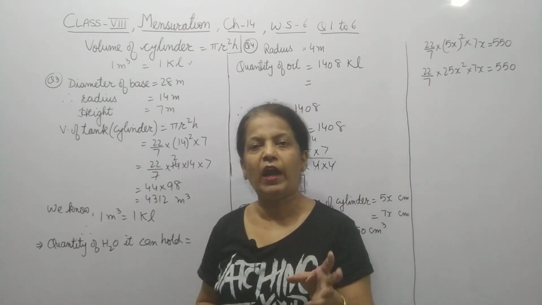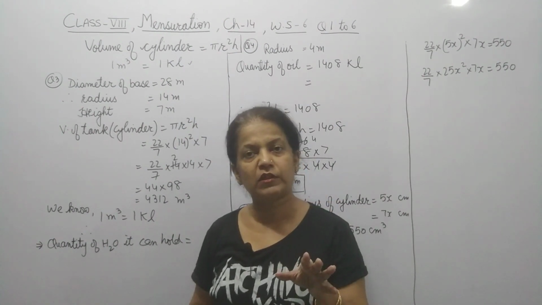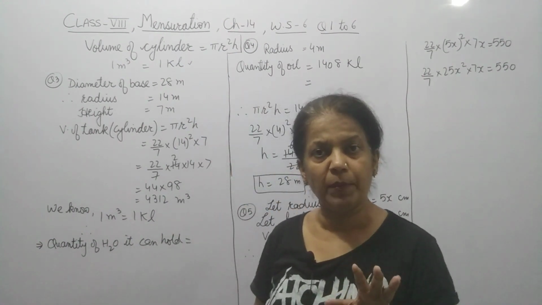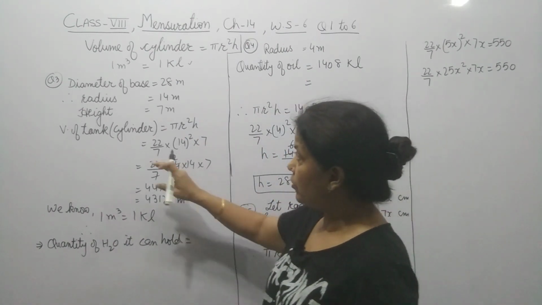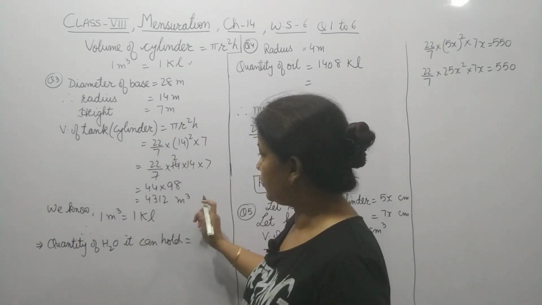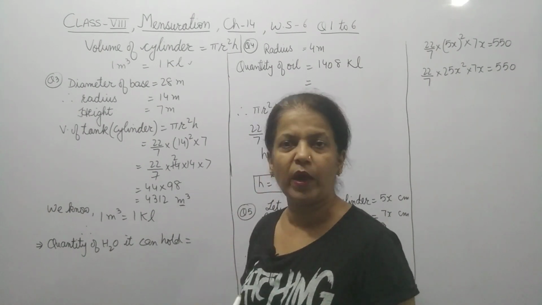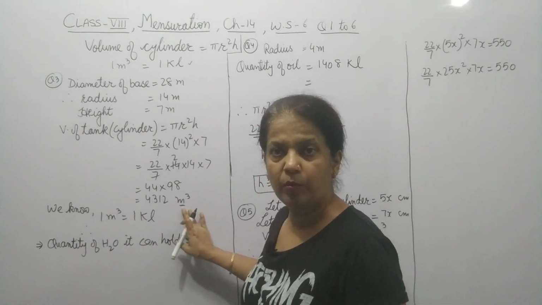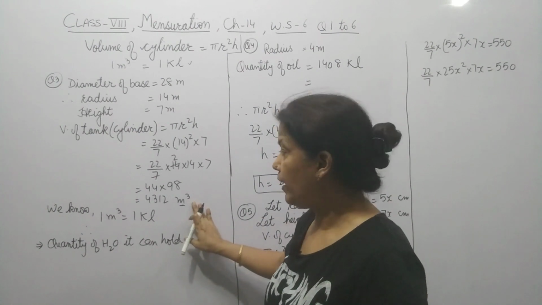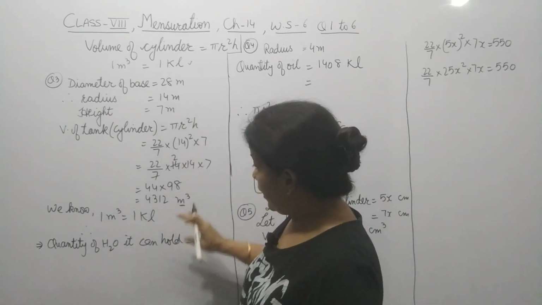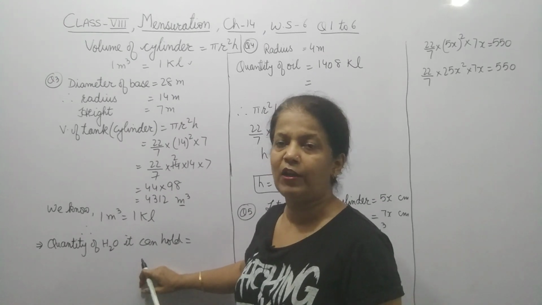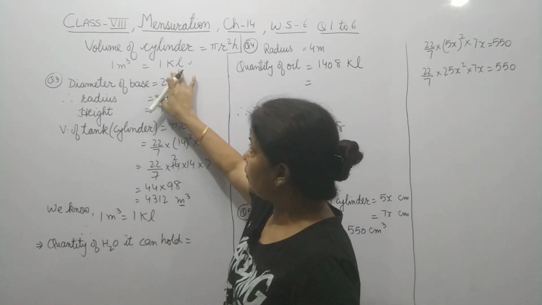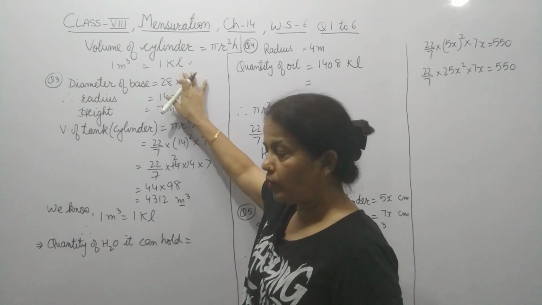It means we have to find the answer in meter cube first, which means you have to find the volume first. So we will find its volume first. The answer will come in meter cube. Now, the question is that you have to find its answer in kiloliter. So 1 meter cube equals 1 kiloliter.